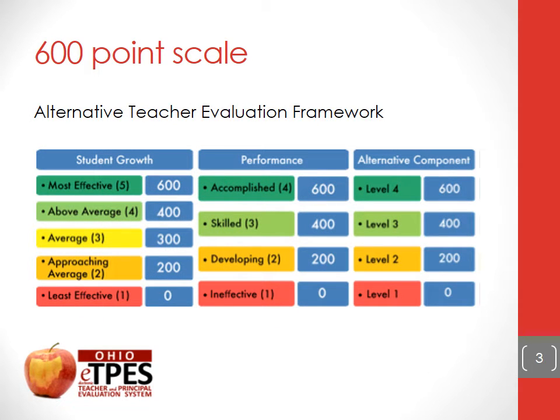This graphic shows how the scores on student growth measures, performance standards, and the alternative components are converted for the alternative teacher evaluation framework. So why use a 600-point scale for both the original and alternative frameworks? The 600-point scale provides advantages. It accommodates both the 1 through 4 and the 1 through 5 rating ladders used as inputs in the evaluation system, as well as allowing for minimal use of decimals in the summative ratings.